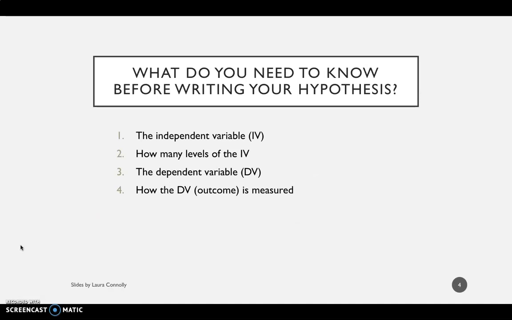So what do you need to know before you go out and write your hypotheses? Well, firstly, you need to know what your independent variable is, or your grouping variable, and how many levels there are. And you need to know what your dependent variable is, or your outcome variable. This is the variable that we're interested in making a comment on. And you need to know how it is that this has been measured. So what tools or questionnaires have been used in order to determine this outcome.